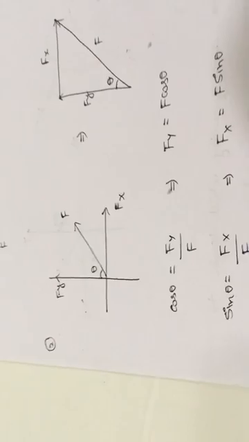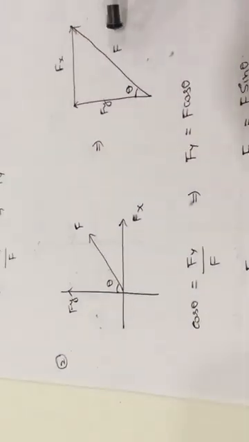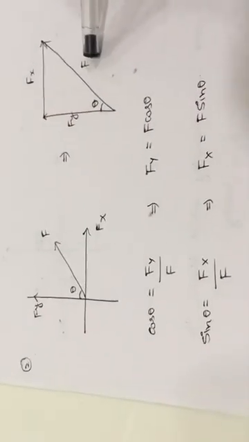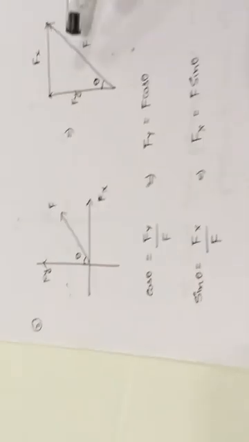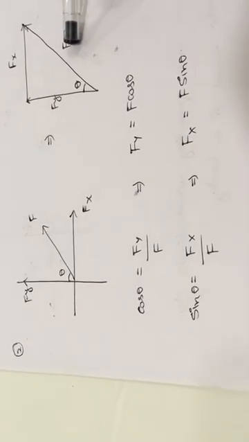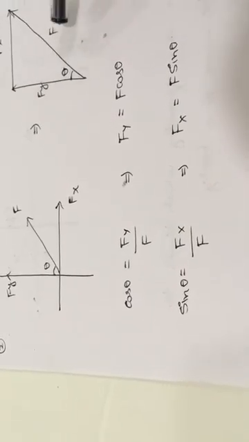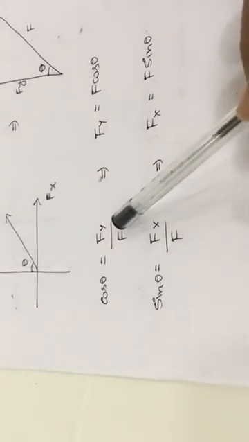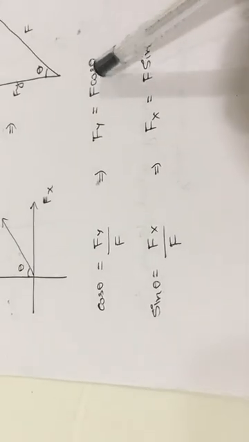Now coming to the second case, if theta is adjacent to the y axis, you will get the right angle triangle in this manner from this diagram. Here again the force f is resolved into two components, fx component and fy component. Again from this right angle triangle, you can get the cos theta value and sin theta value. Cos theta is equal to adjacent side by hypotenuse, so cos theta is equal to fy by f. From this statement, again make fy the subject, so fy is equal to f cos theta.